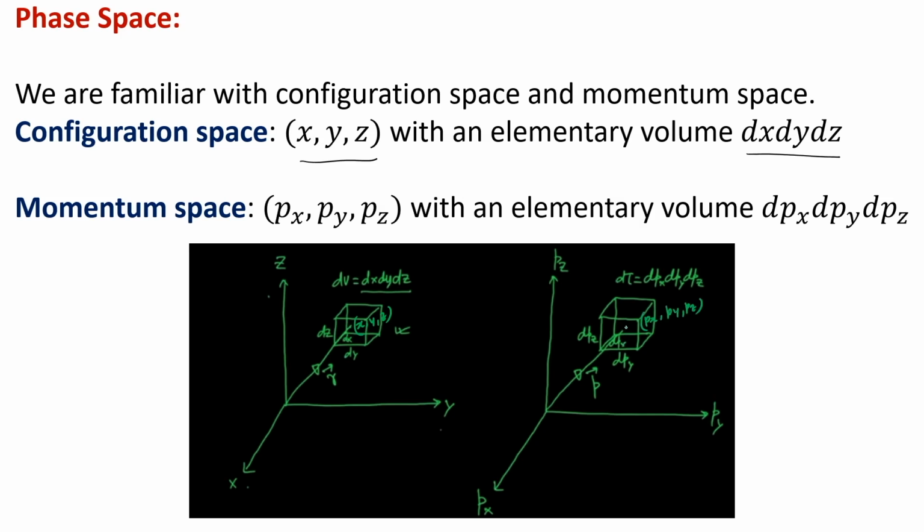to be the center of this cube, which has coordinates px, py, pz in the space defined by px, py and pz, and you have constructed a volume around it, and it is often written with a d tau, or we can also write it with dv, which is equal to dpx, dpy and dpz.